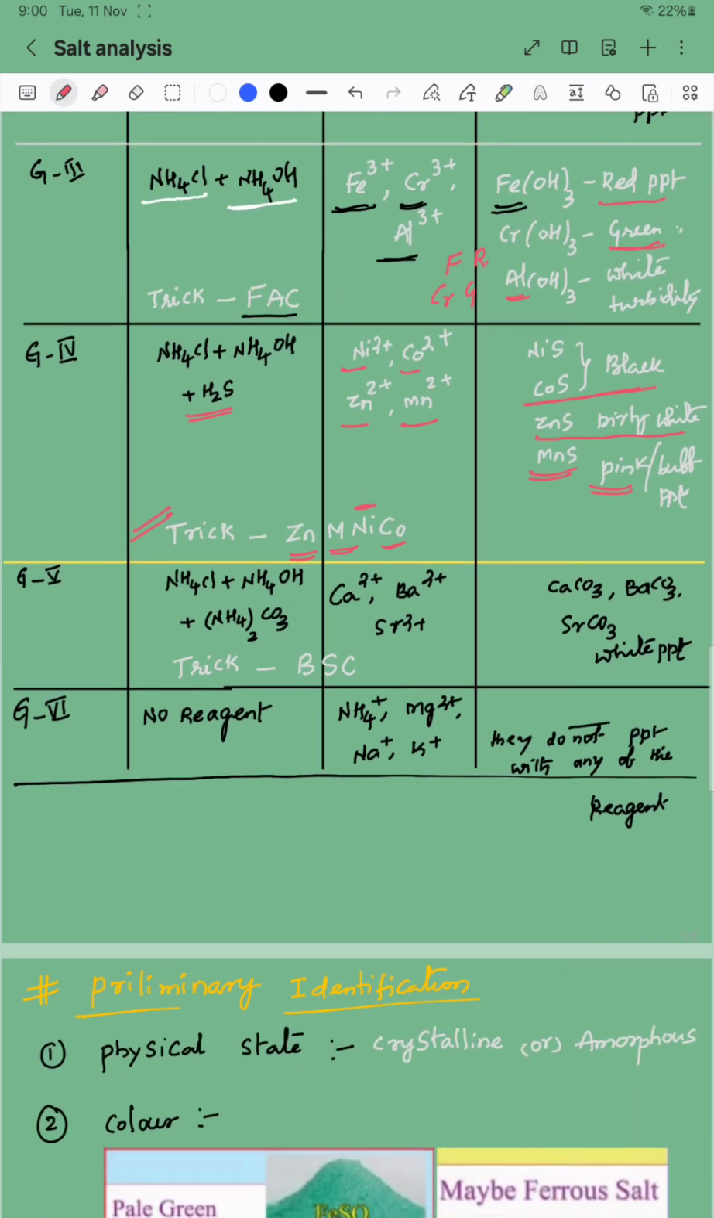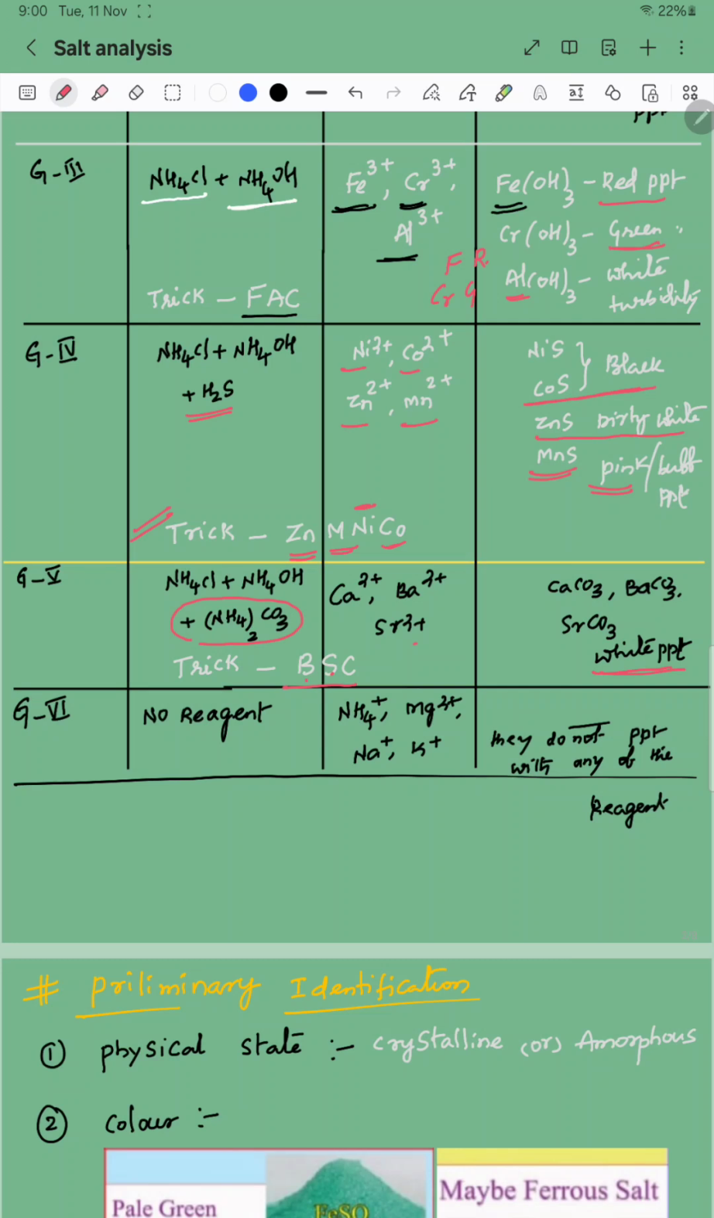Next, group 5. Remember group 5 as what? BSc, Bachelor of Science, right? B for barium, S for strontium, C for calcium. The reagent is the same third group reagent, with ammonium carbonate added additionally. So the cations are barium, strontium, calcium. Everything will form a white precipitate only, right?